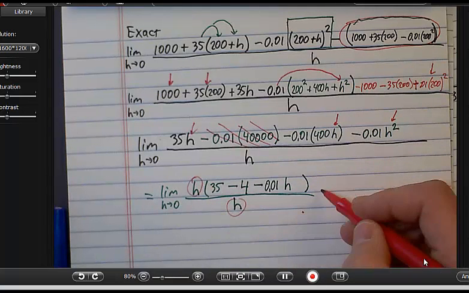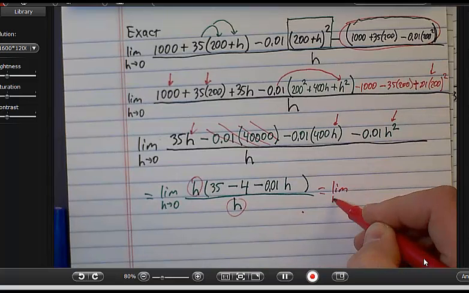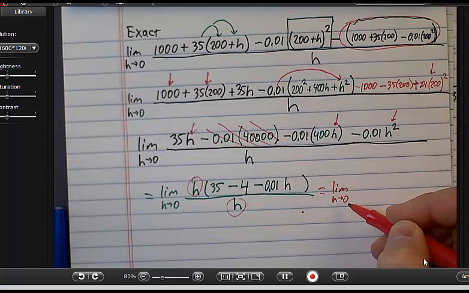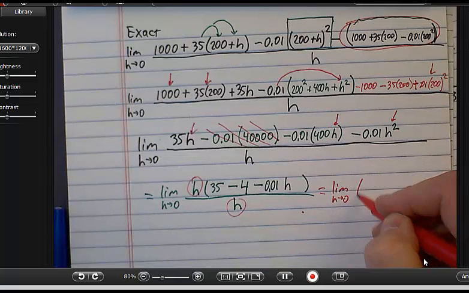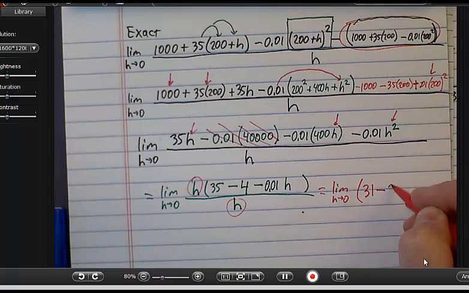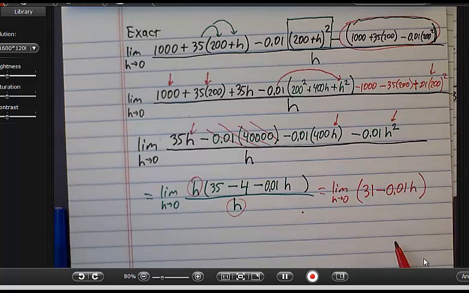So I have the limit as h approaches 0 of, it looks to me like it's 31 minus 0.01h. Actually, remember what Christina said the answer was when h was 1? It was $31 minus a penny. But what's happening when we send h to 0? This equals 31 minus 0, which is $31.